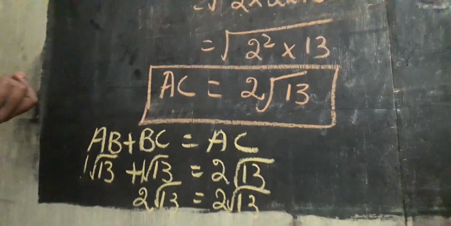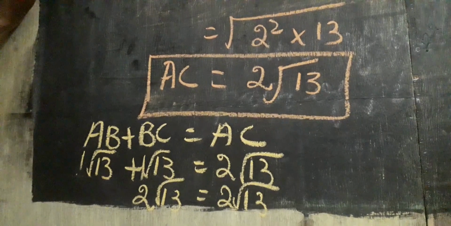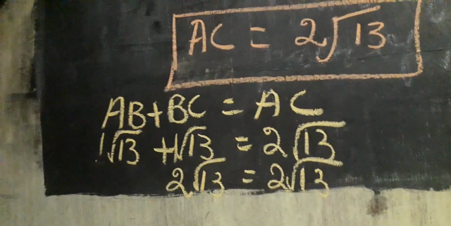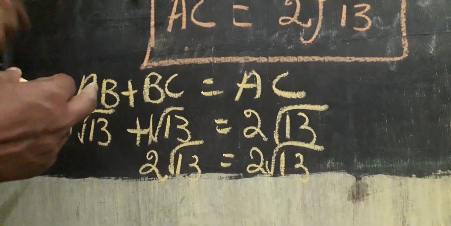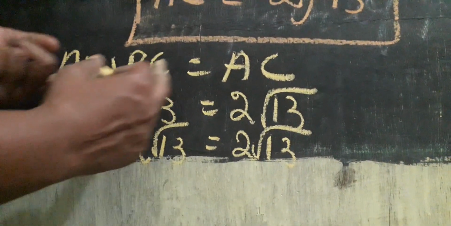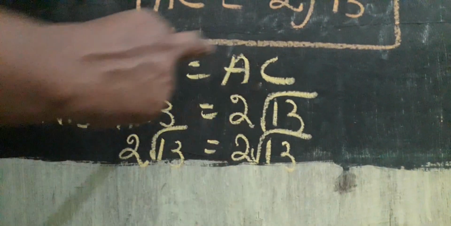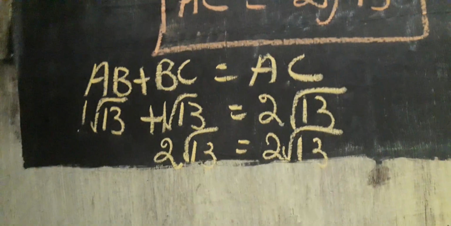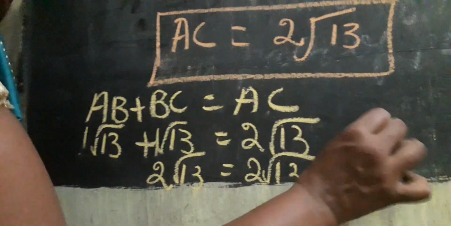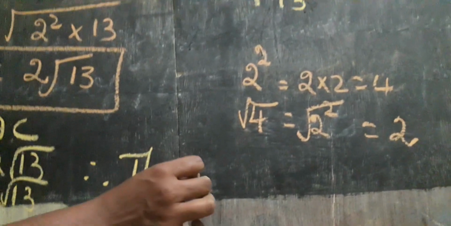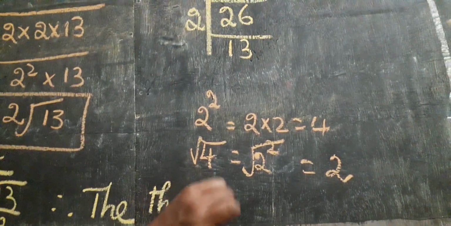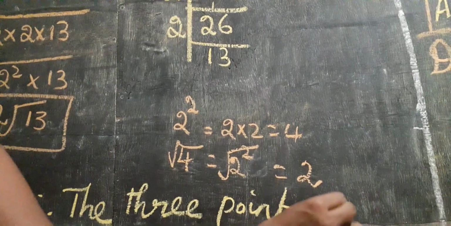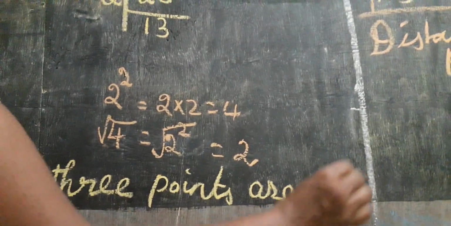It is our aim: the sum of two sets of points is equal to the third set of points. That means the given 3 points are collinear. Therefore, the 3 points are collinear.